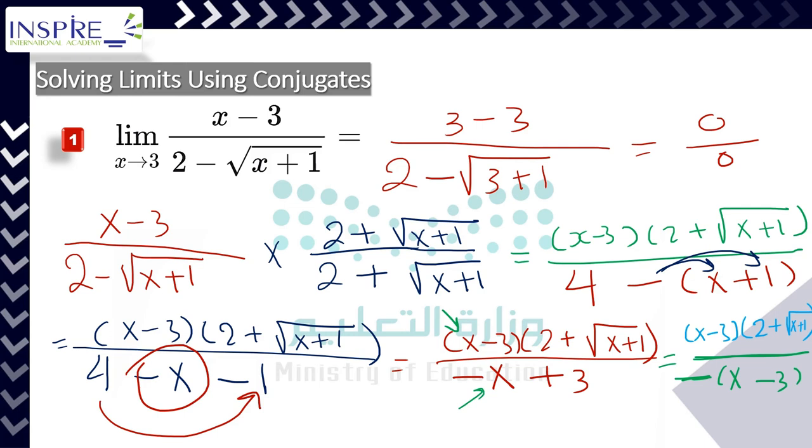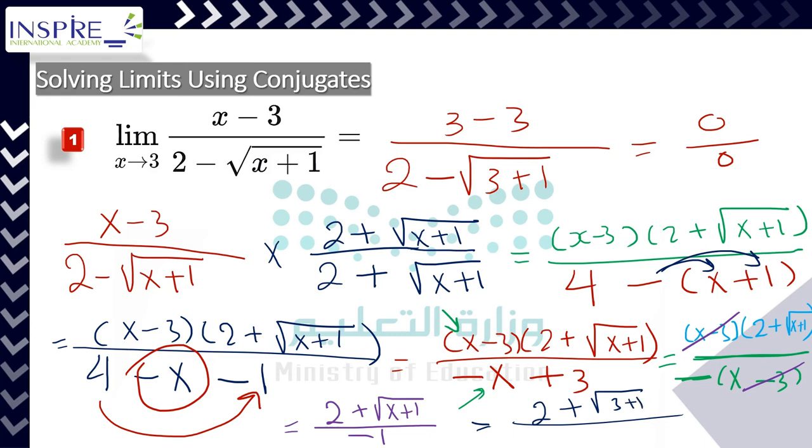Okay, for this step we will just simplify. We will cancel x minus 3 with x minus 3, and you will come up with 2 plus root x plus 1 over negative 1. And right now you have eliminated your zero factor, so the last step will be again plug in 3 in your expression. So it will be 2 plus root 3 plus 1 over negative 1. If you calculate that, you will find it to be negative 4.